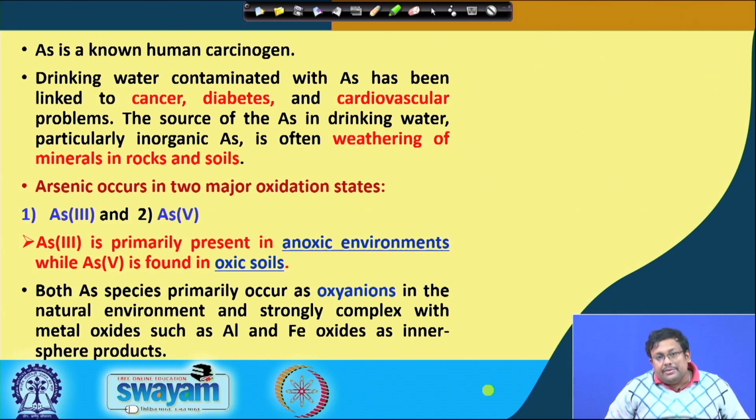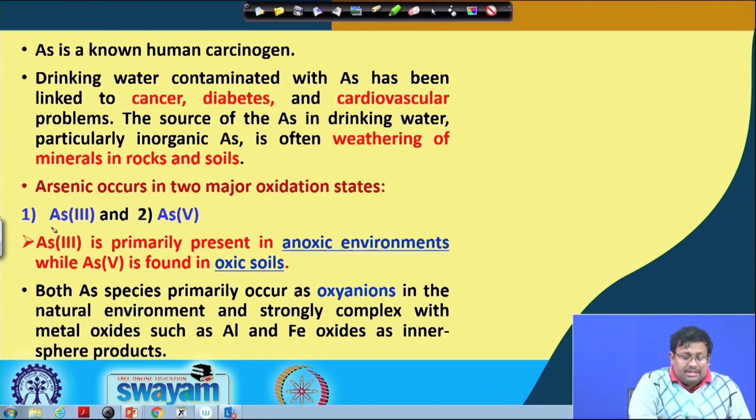As I have already told you, in most cases the source of arsenic in drinking water is the weathering of minerals in rocks and soils. So, mostly it is geogenic in nature, and remember that arsenic basically occurs in the environment in two major forms. One is called As3+, another is As5+.